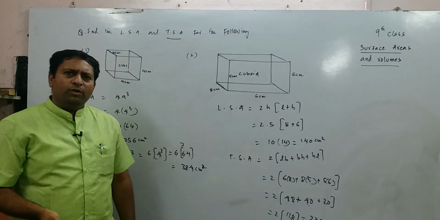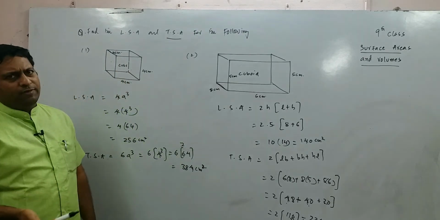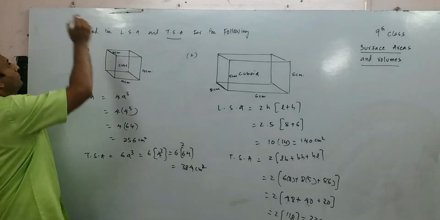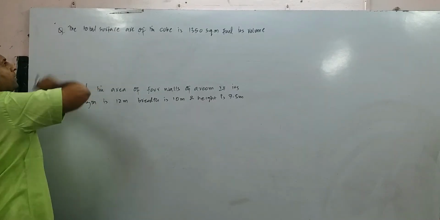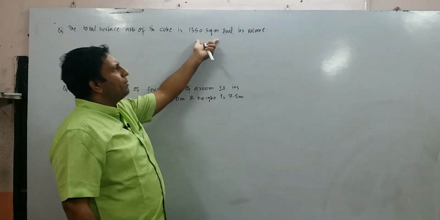You can pause the video and try to do the problem without looking at the video. Alright. So meanwhile you pause the video, we will go for the next question. Okay? The total surface area of a cube is 1350 square meters. Find its volume.